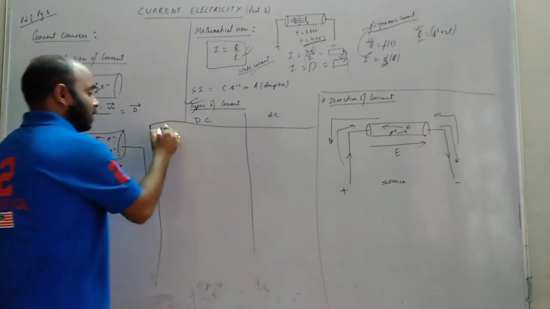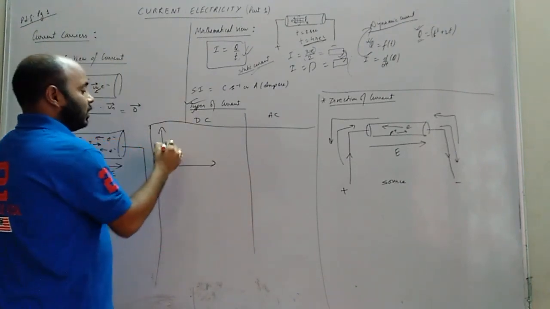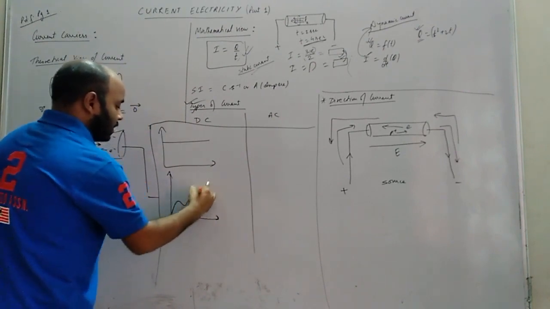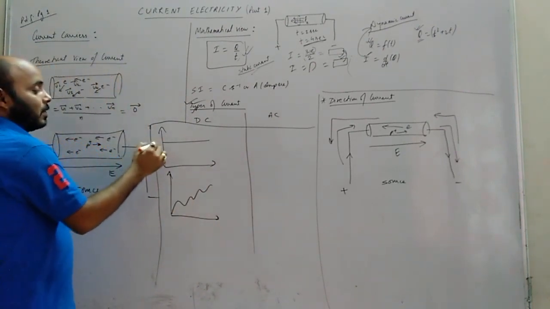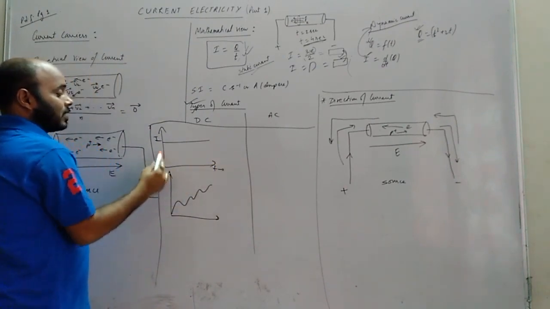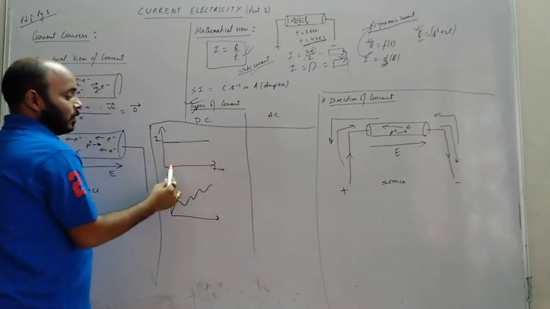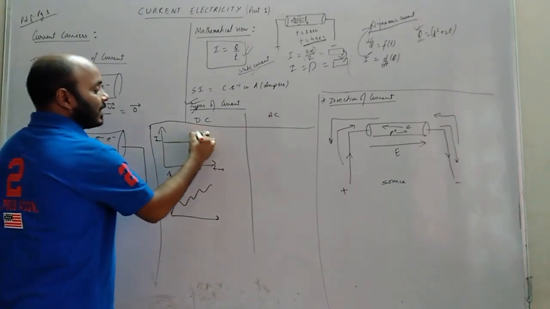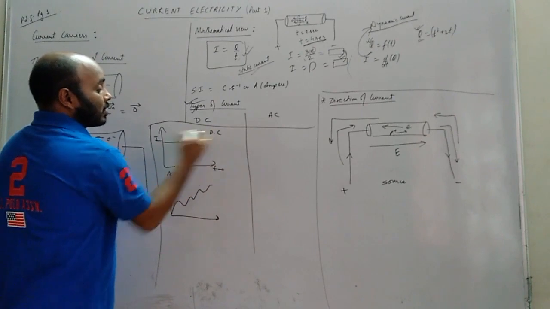Now see, let's study in terms of graph. This is a direct current. See, this is the current axis, this is the time axis. The current is in this way. What does that mean? With different times, the current value is the same. So this is static DC, that means constant DC.